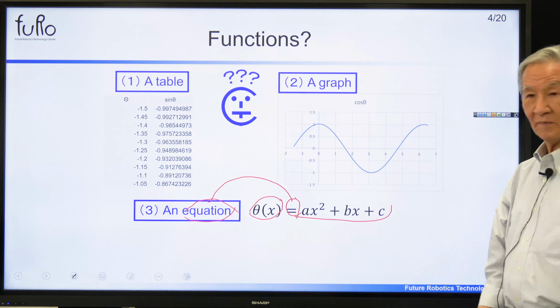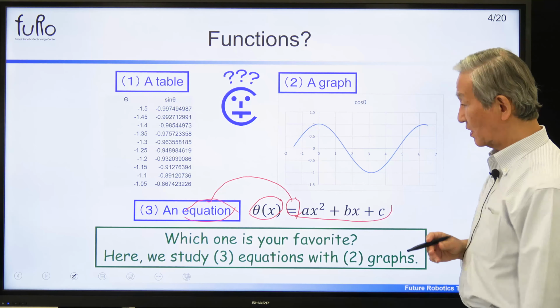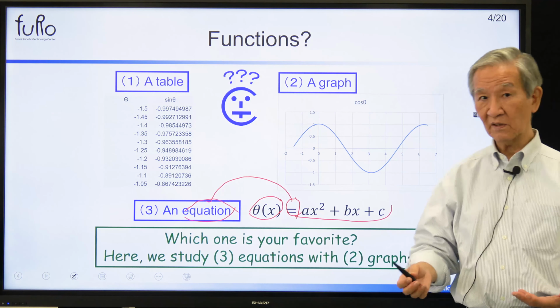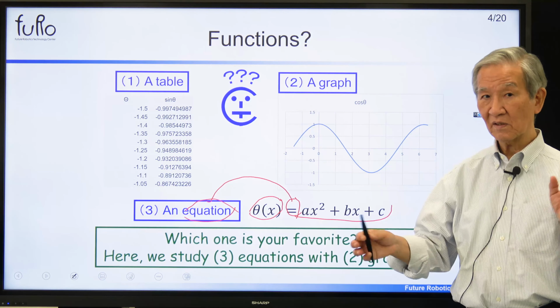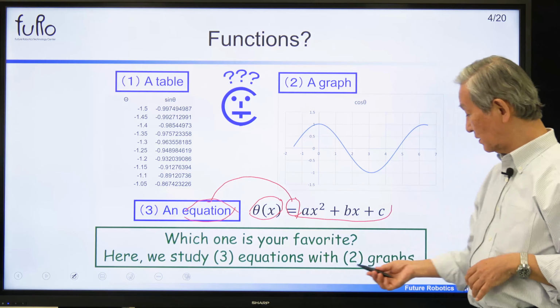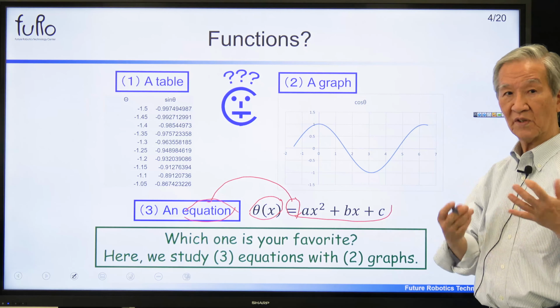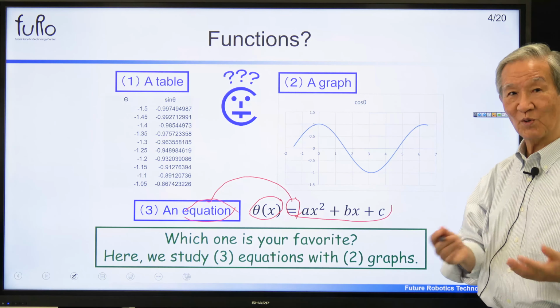So which one do you like? Any one of them is okay. What is your favorite? Here in this course, because this is half mathematics, half robotics class, we use equations with graphs as well. Equations for theory, graphs for human eyes.